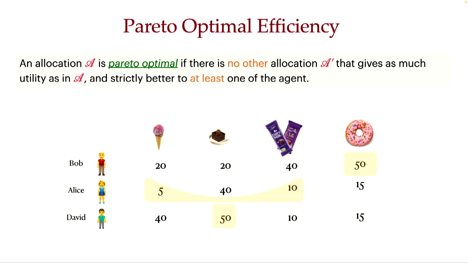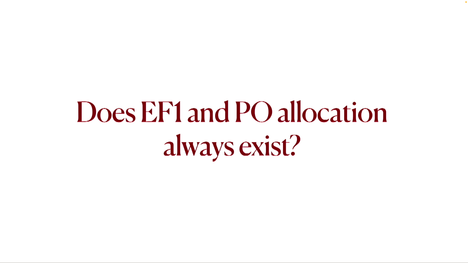This is the same example actually, that even the previous one was not Pareto optimal, because if you look at this one is better. Now you understand the definition, we do not need to really check this thing. Does EF1 and PO allocation always exist? EF1 always exists, fine. Now we are asking, does EF1 and PO always exist?